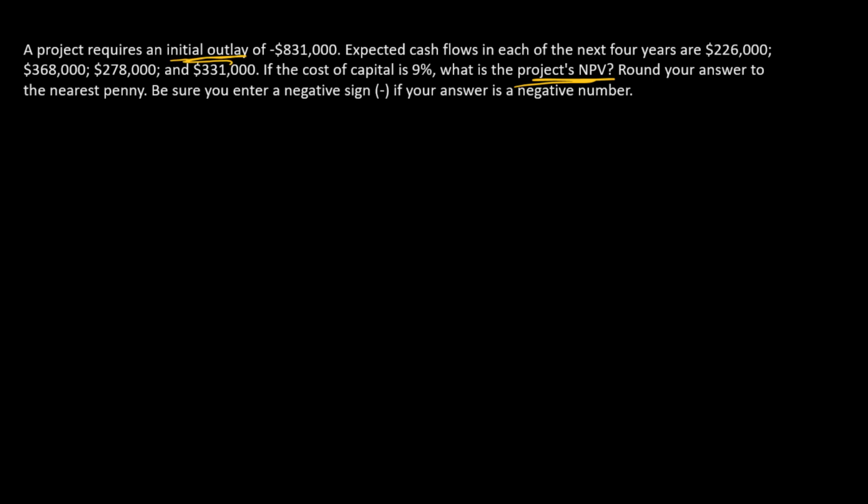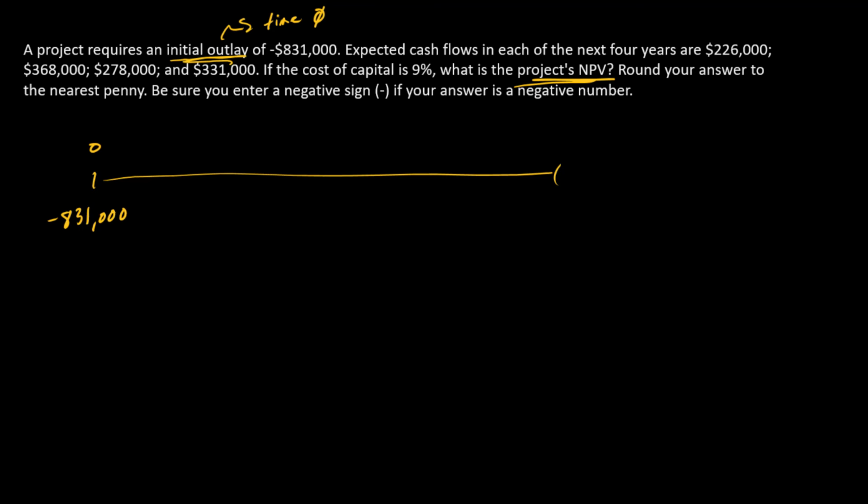We have this word initial outlay. So anytime you see initial outlay, you just need to recognize that that is a time zero cash flow on the timeline. We'll go ahead and put that on here. So at time zero, we've got minus 831,000. So that's an outflow.